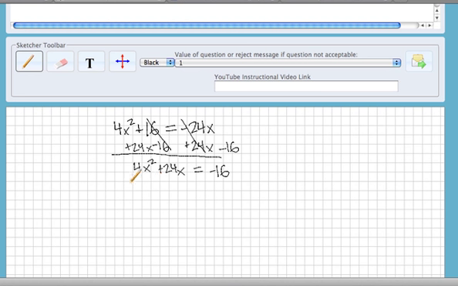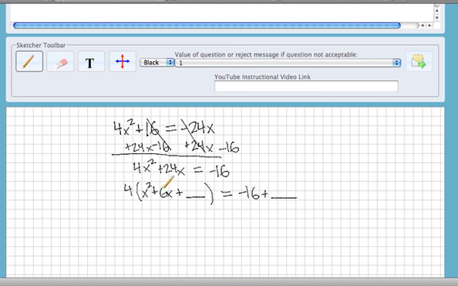In order to complete the square, you can't have a coefficient in front of the x squared term. So I'm going to take it out. So we'll give an x squared plus 6x, and then I'm going to get ready to complete the square here. And this is going to equal negative 16 plus something.